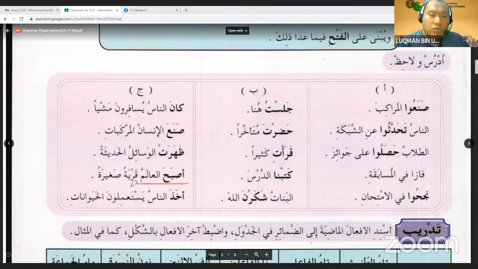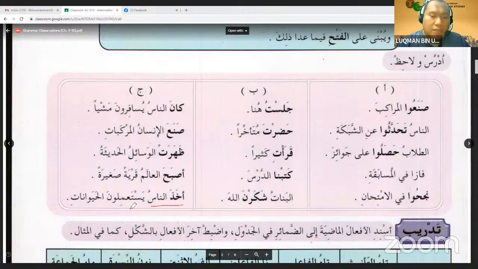أصبح العالم قرية صغيرة. وسائل is modes of communication or transportation. The world has become a small village. العالم أصبح العالم قرية صغيرة. With the inventions of new modes of transportation and communication.